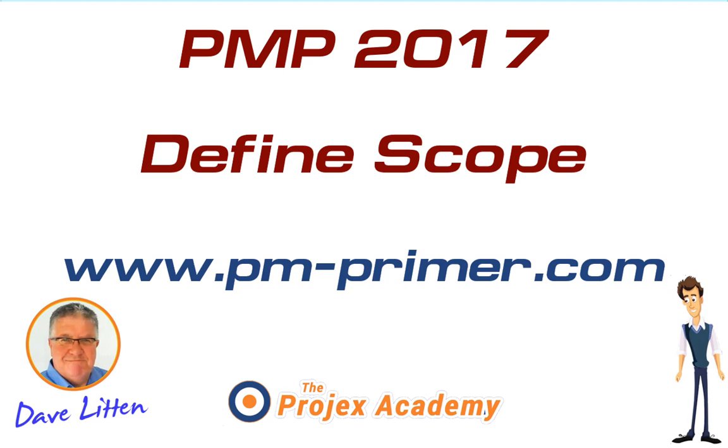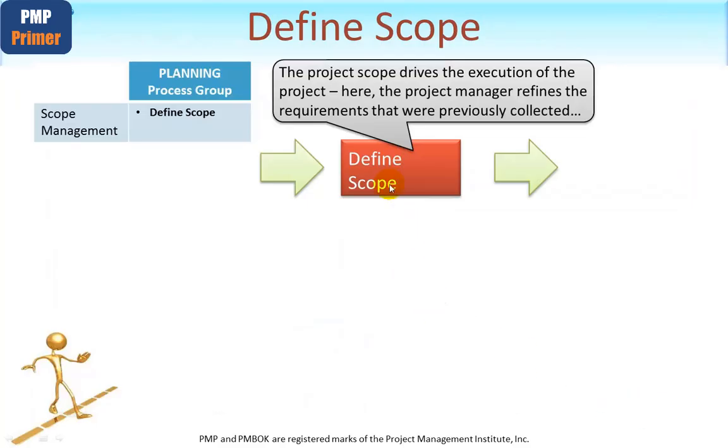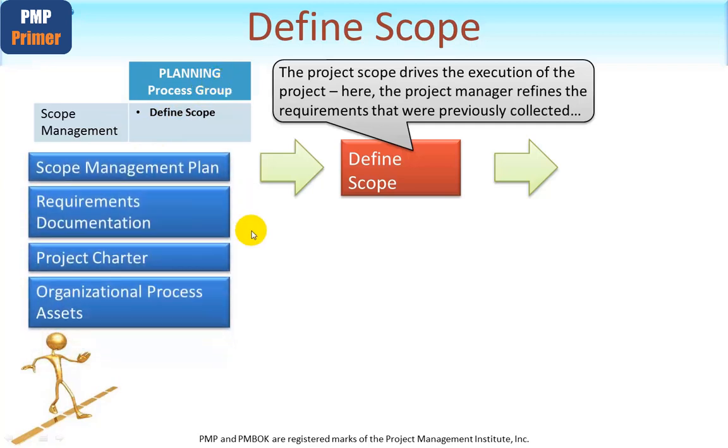Let's now move on to the next process, which is called define scope. The project scope drives the execution of the project, and here the project manager refines the requirements that were previously collected. So you can see that our requirements documentation we talked about previously will now need to be added to, tuned and refined. This process, of course, is within the scope management knowledge area and falls under the planning process group. Let's have a look at the inputs.